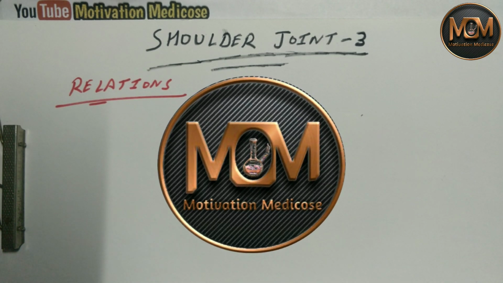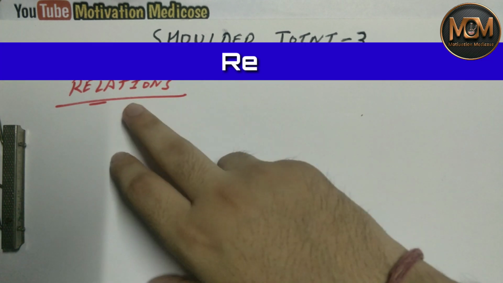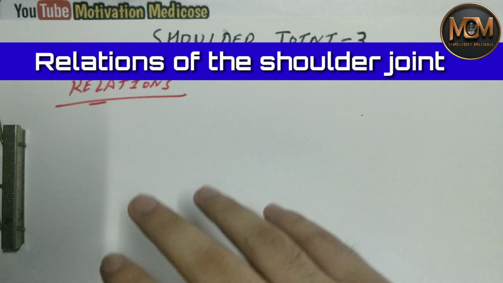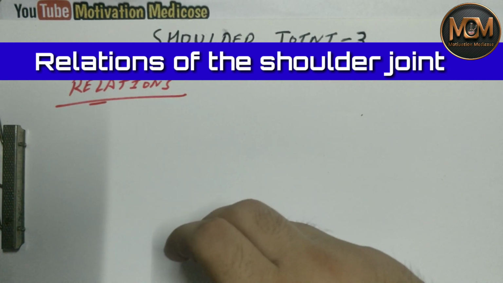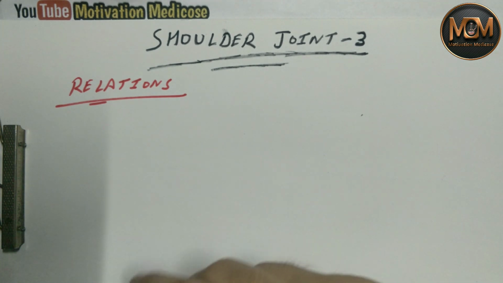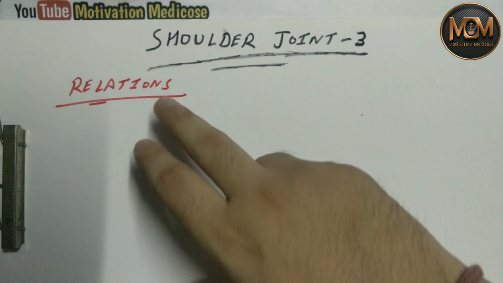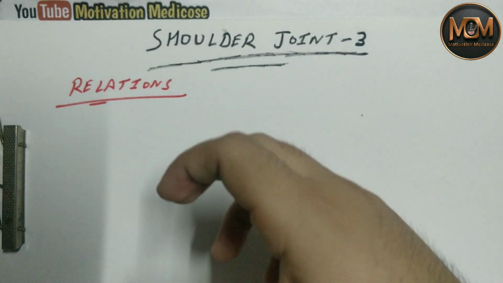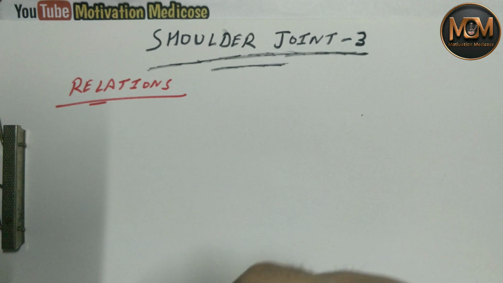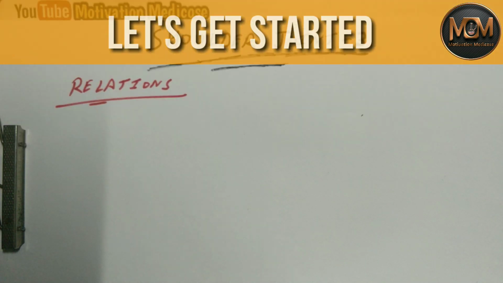My name is Pulkit Gupta, and in this video we are going to talk about relations of the shoulder joint. We have already made videos on the shoulder joint about its type, articular surface, ligaments, and the factors providing stability to the shoulder joint. In this video we are going to talk about its relations as well as the bursa related to the shoulder joint. So without wasting time, let's get started.